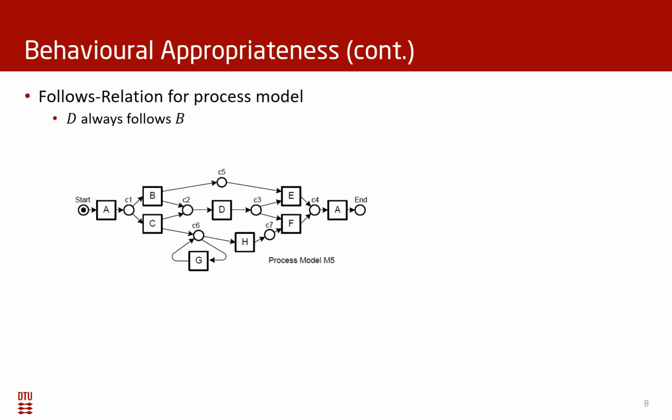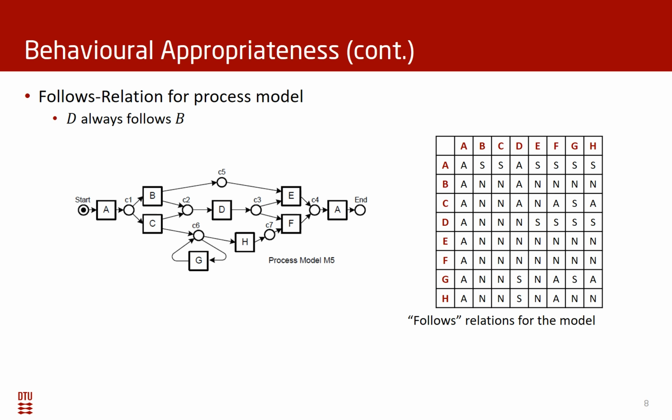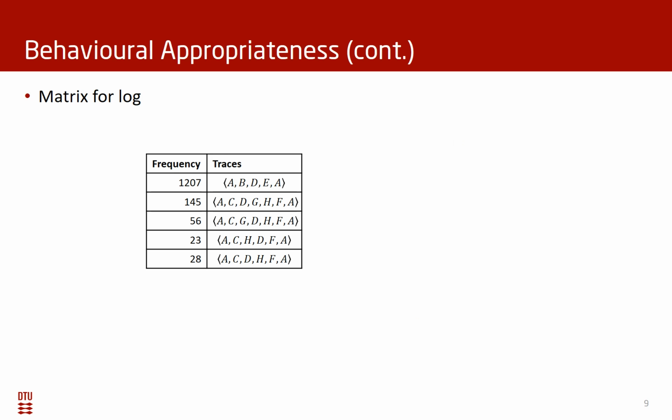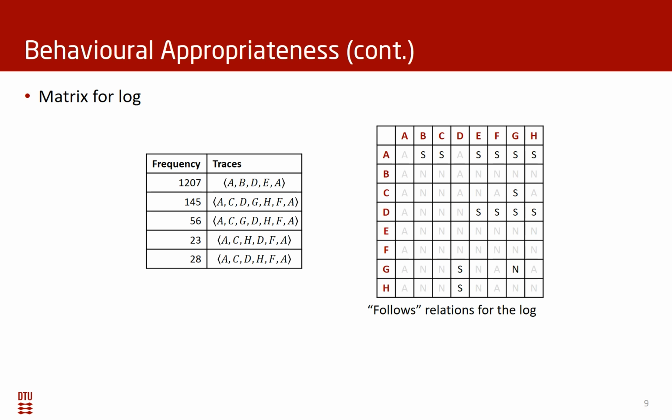Here we have this process model, and we can compute the follows relation for that. And for example, we might see that D always follows B. And this is one example of a relation that is characterized as always. And here you can see the whole matrix for the follows relation for this model, where the specific quantification is also reported as always, never, or sometimes. Then, given a log, we can compute the same relationships, follows and precedes, for the log as well, which is obtained here.